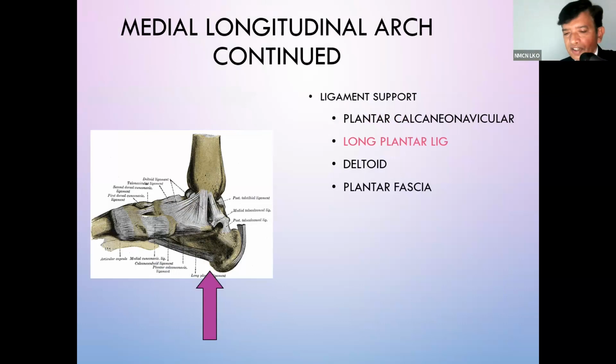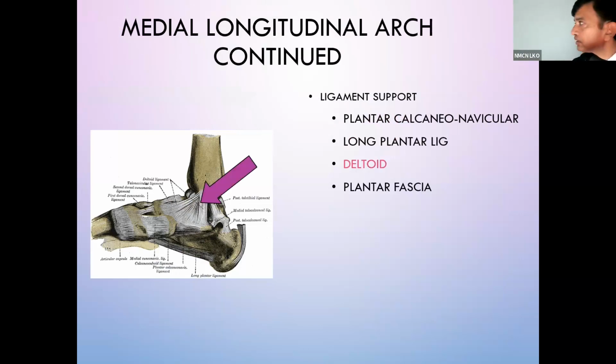Then another is the long plantar ligament, which is connected from the calcaneum to the heads of the metatarsals. In between, it is connected with the cuneiform and cuboid bones. Then the deltoid ligament is supposed to be the strongest ligament. If you walk on uneven surfaces, there is a lot of pressure over this, and especially in diabetic patients, the pliability is less and the chances of rupture of these ligaments are very high.